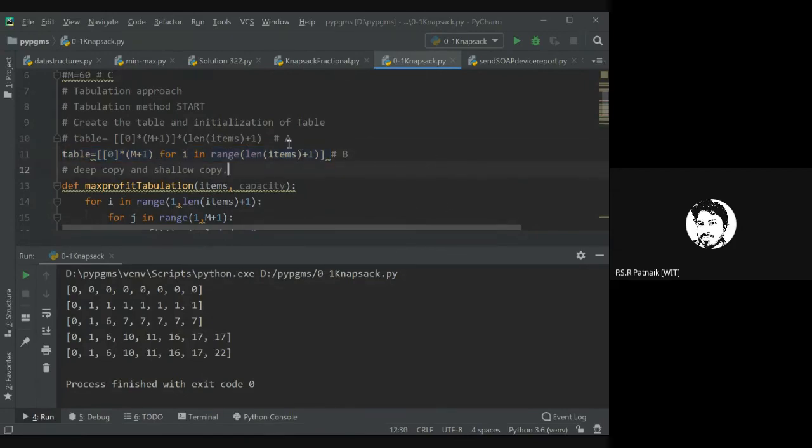Before I end, how many of you know the difference between A and B? They are creating exactly the same thing, but internally they are different. Do you know the difference between this approach A and approach B here? How many of you know this difference? Do you know or not? If not, we'll look at it tomorrow itself.